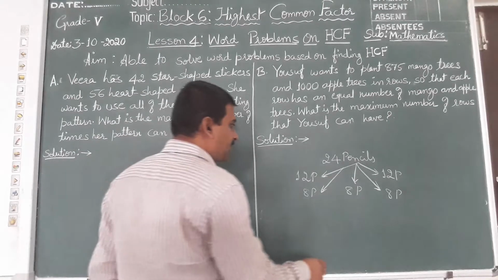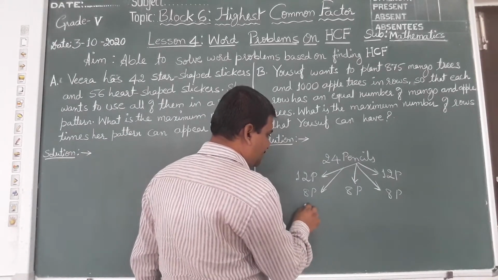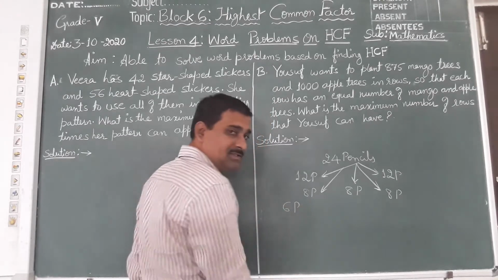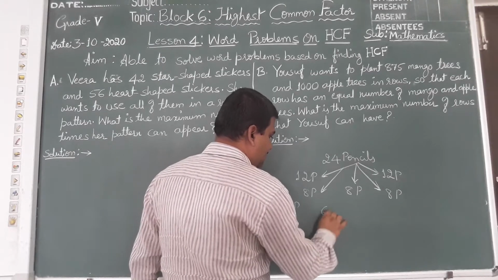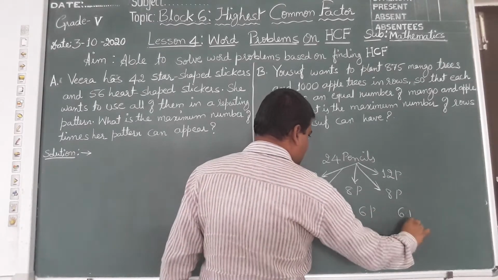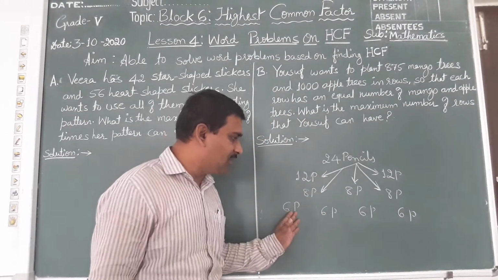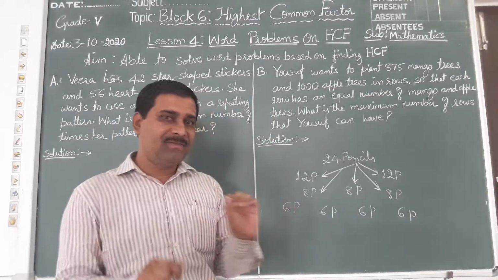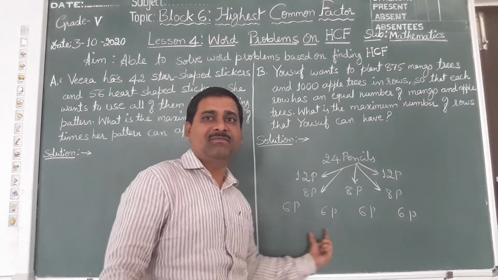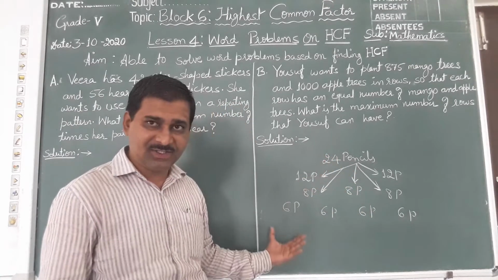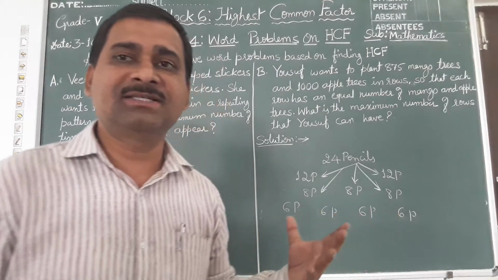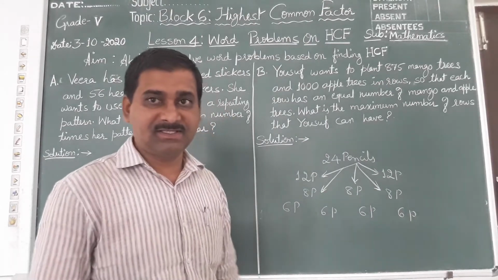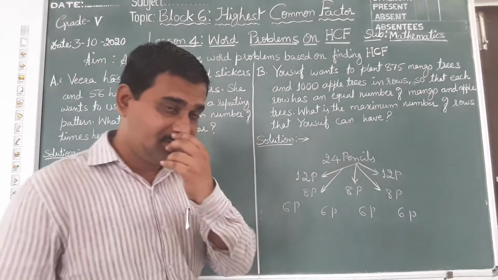Third combination is 6 pencils, 6 pencils, 6 pencils, 6 pencils. See children, here you got 4 groups, 4 boxes. I can pack equal numbers of pencils in 4 boxes. The same 24 pencils, I can pack 6 pencils in each box. Such 4 boxes you will get, again 24, right?